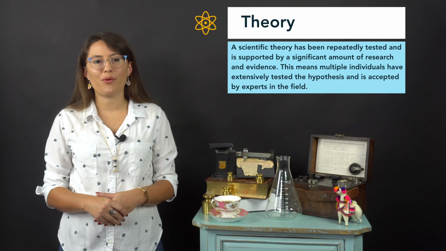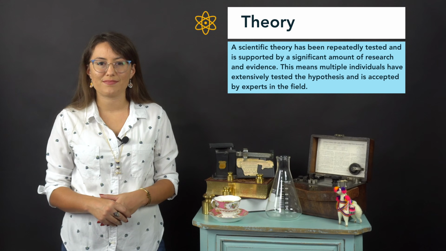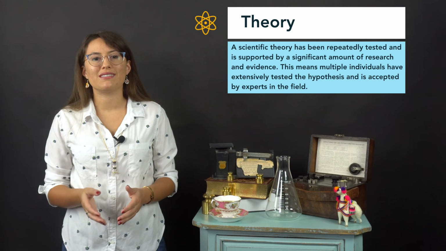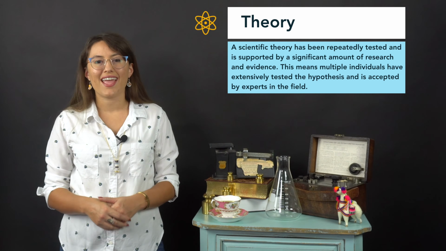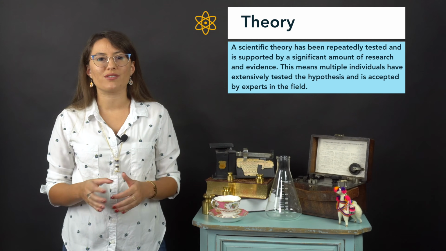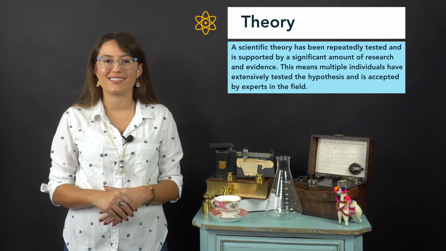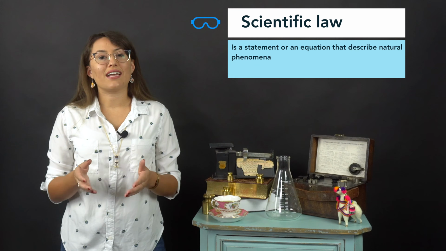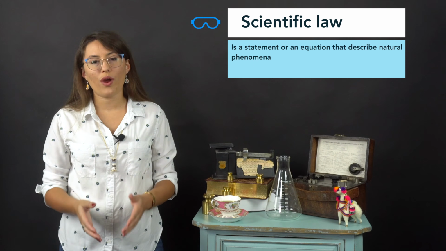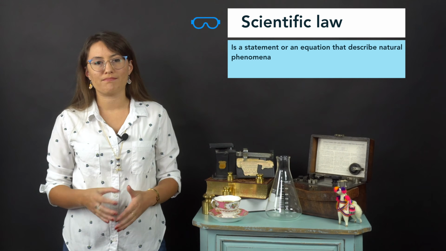There's a lot of confusion that surrounds a scientific theory, and it is important to not confuse this with a hypothesis. A scientific theory has been repeatedly tested and supported by a significant amount of research and evidence. This means multiple individuals have extensively tested the hypothesis and it has been accepted by many experts in the field and is accepted as a theory. Whereas a scientific law is a statement or an equation that describes a natural phenomenon.